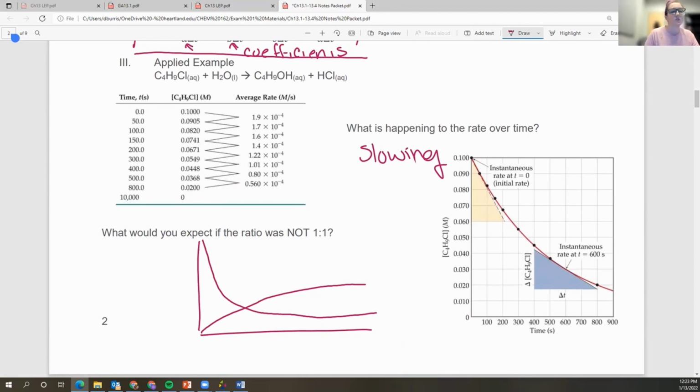So a 1-to-1 ratio is not going to have the same slope. It's going to change, okay? This one is actually decreasing at a faster rate. Maybe twice as fast or three times as fast if we actually put numbers on it. Okay, so that's what the graph would kind of look like.